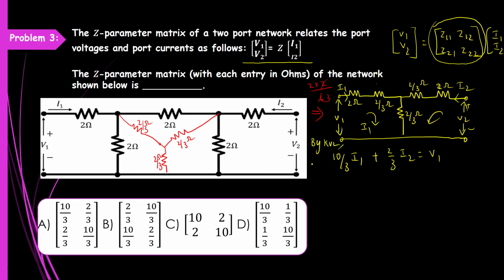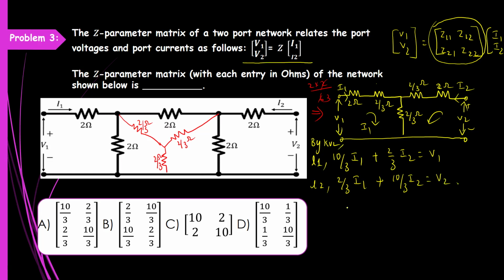Okay. So this is for loop 1, and then for loop 2, the current at port 2 is I2. So 2 by 3 I1 plus the total is the same value, 2 plus 2 by 3 plus 2 by 3, that is 10 by 3. 10 by 3 I2 equals V2.